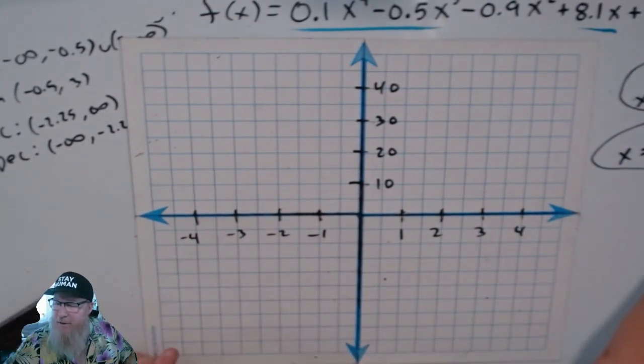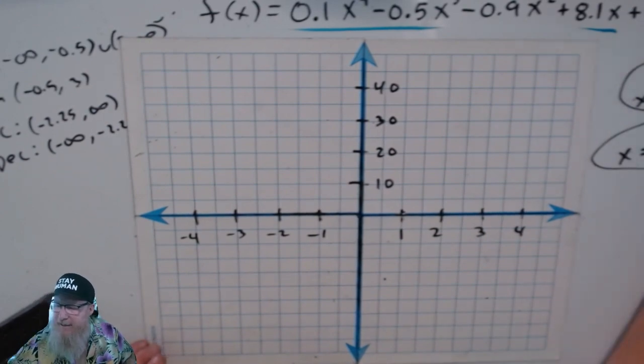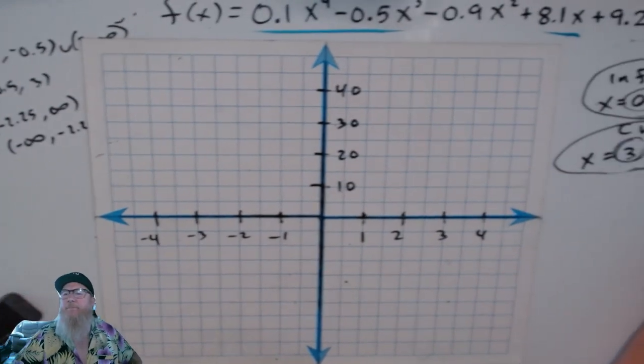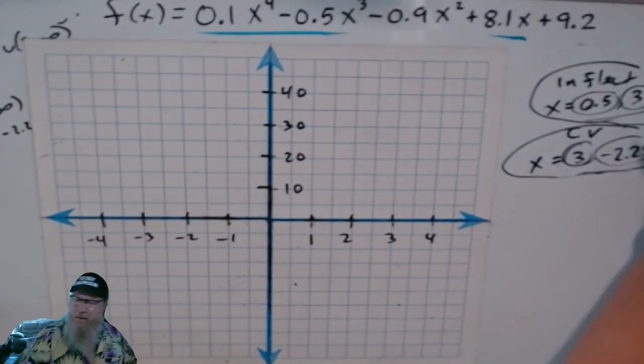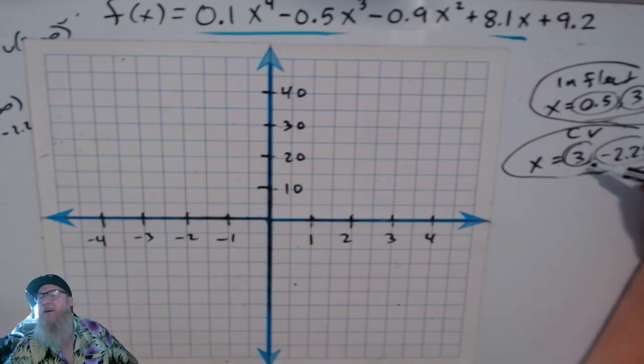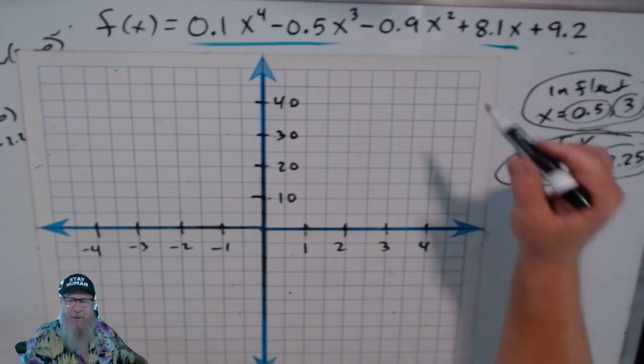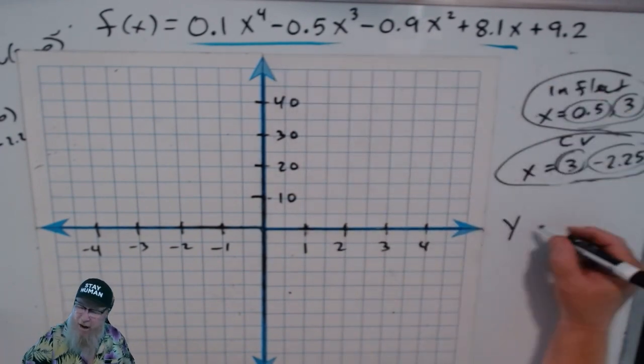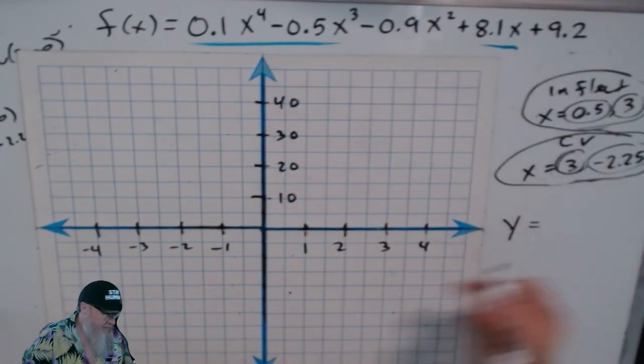All right, so these are our inflection values. So we know that it's inflecting, and then it's a critical value as well. That's a double dipper right there. The 3 is in both categories. It's an inflection and a critical value. So I need to plug it into my function and find the y.